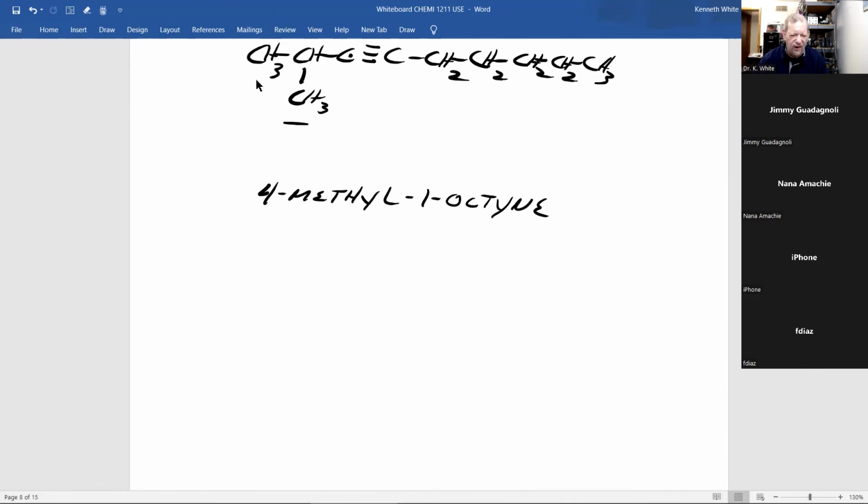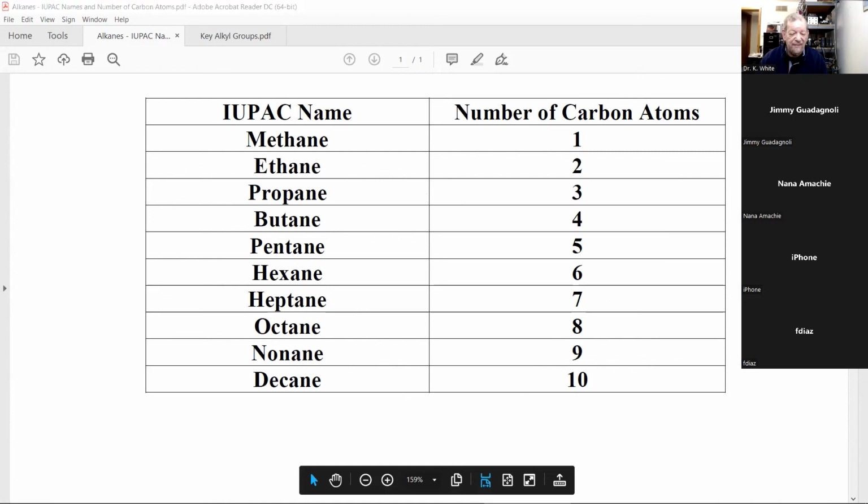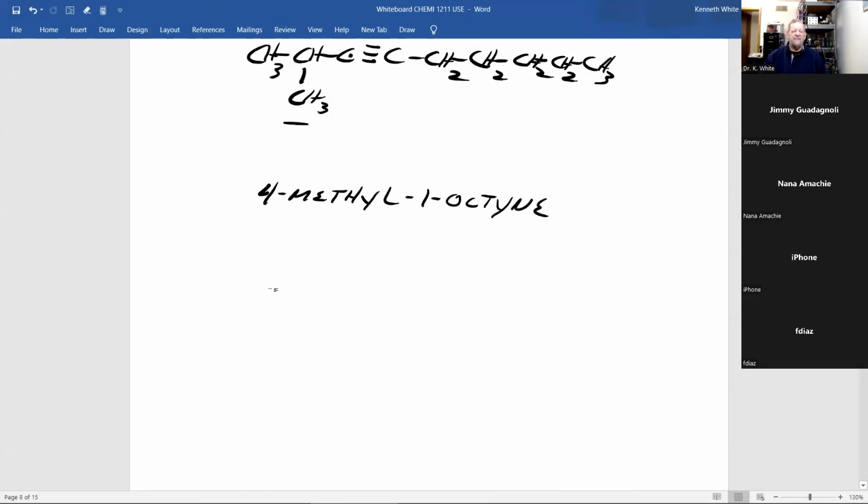And why don't you draw the structure for 4-methyl 1-octyne? In case you forgot, octane has 8 carbons. Octane has 8 carbons. And there you go. Your turn.